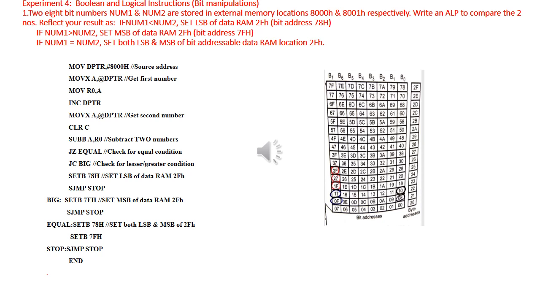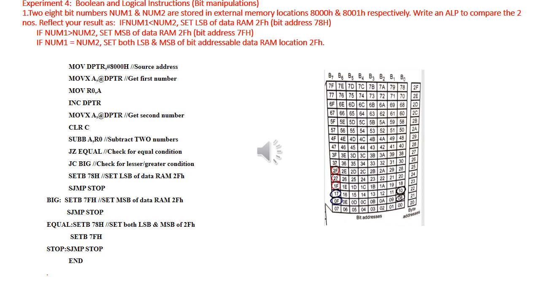So you need to set the MSB bit along with the LSB bit whenever the data you have taken at the 8000H along with the 8001H memory location are equal. After that you are going to stop your program. Short jump to a label stop, then you end the program. This is when the data at 8000H along with 8001H are equal. If this condition is satisfied, then only it will jump to the label equal. Otherwise, it will execute the next instruction.